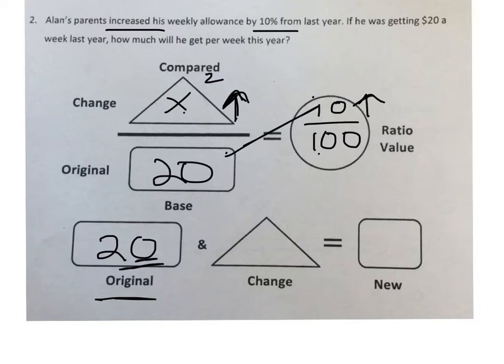So if it was originally 20, and then I'm going to increase it by 2, the question is, how much will he get this year? It's not going to get $2 because that wouldn't be a good deal. He was getting 20 and then 2, that doesn't make sense. So total, he's going to get $22 now.